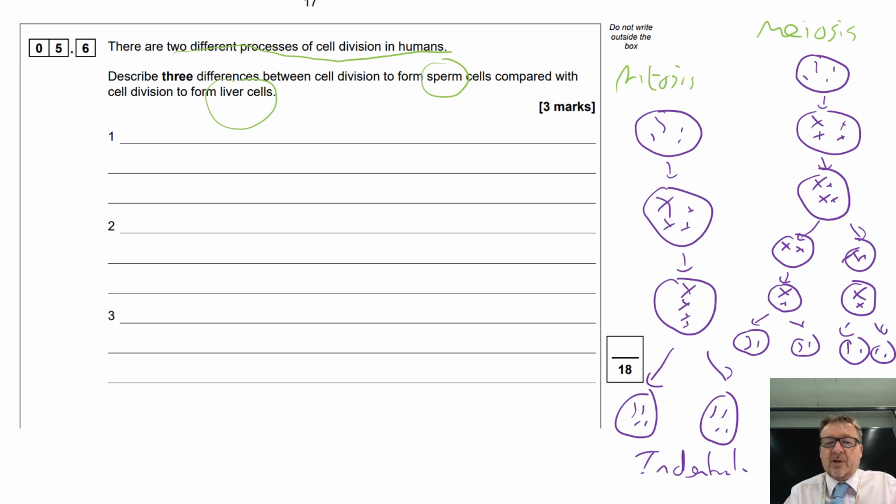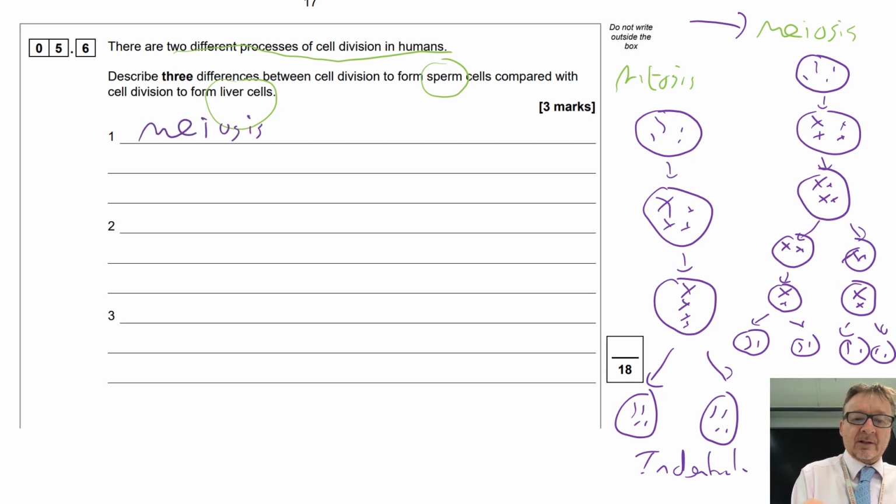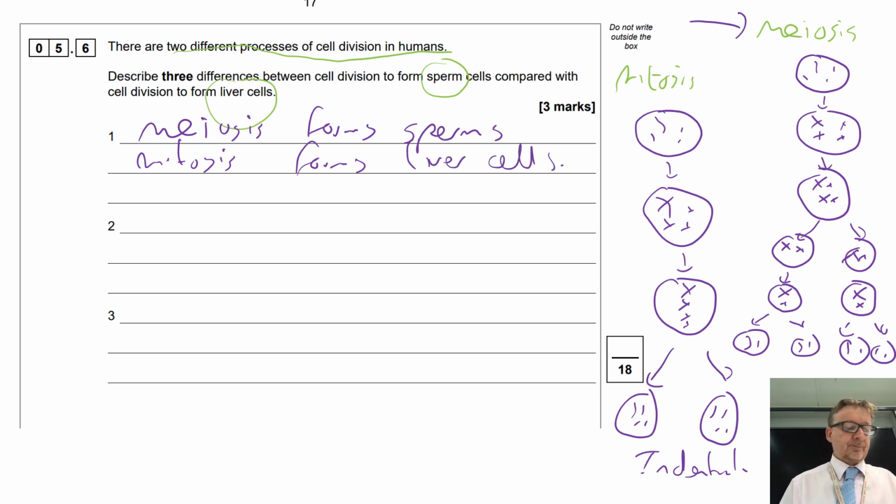Okay, meiosis, a bit more complicated. Well, I mean, I haven't even answered the question yet. Describe 3 differences between cell division to form sperms, that's meiosis, compared with cell division to form liver cells. All right, so let's start it off. Meiosis forms sperms. So what you're doing is you're saying the actual name of the process. Mitosis forms liver cells. Cool.